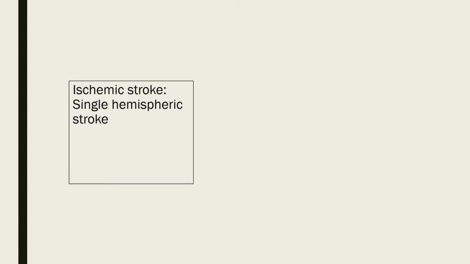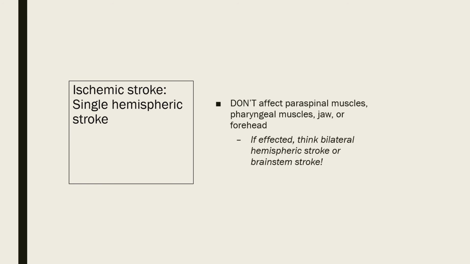So just a note about single hemispheric strokes. They never affect paraspinal or pharyngeal muscles, or muscles of mastication, or the forehead. If these are affected, you should think, does the patient have bilateral hemispheric strokes, or do they have a brainstem stroke, or something else such as Bell's palsy?